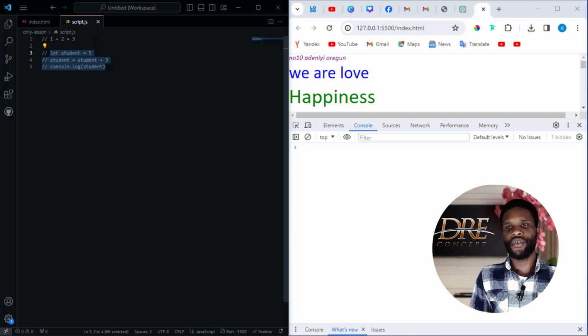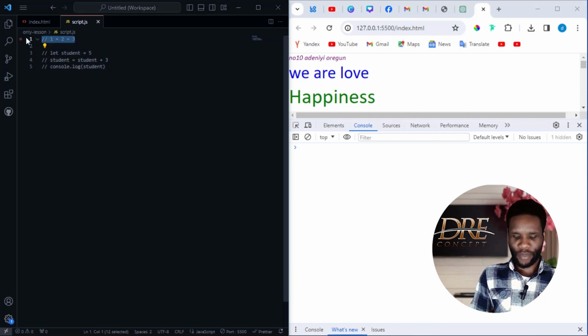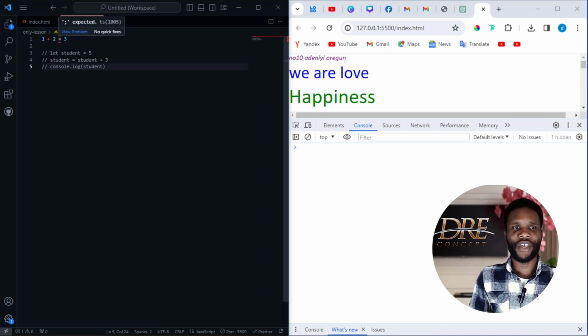Before we dive into the lesson proper, I would like to explain basic terminologies in arithmetic operation. Looking at this here where we have 1 plus 2 is equals to 3, I will use this to explain. The numbers that we have there, 1, 2, and 3, are called operands.